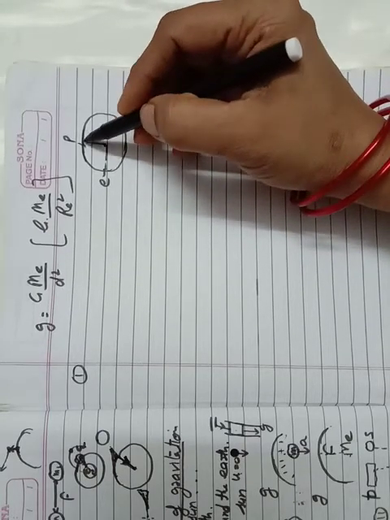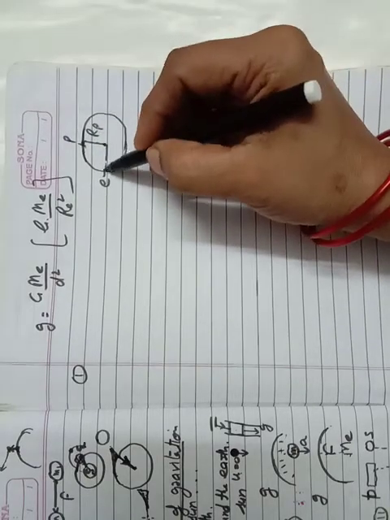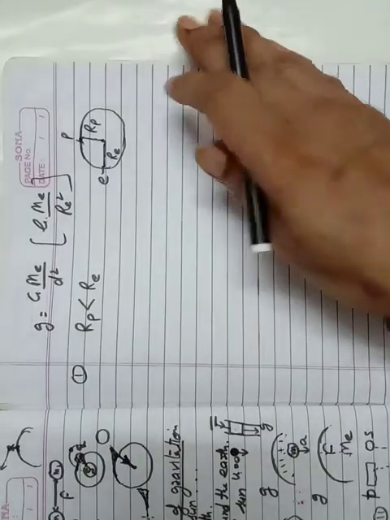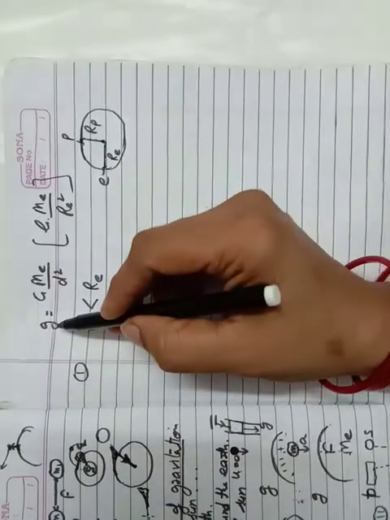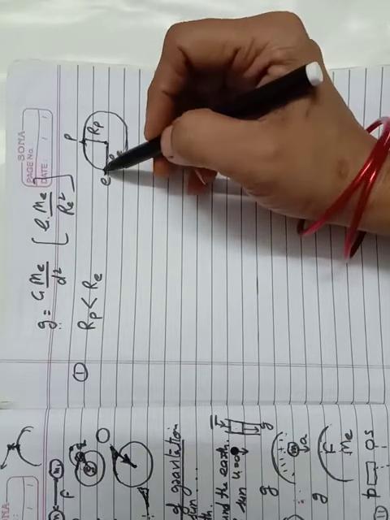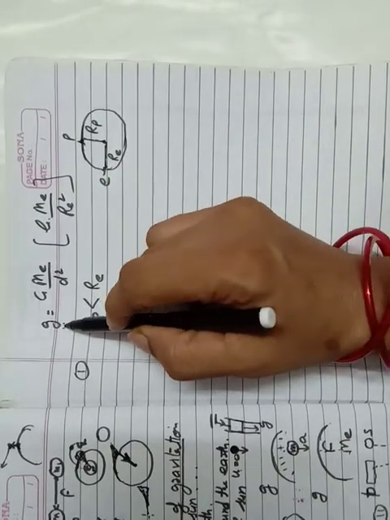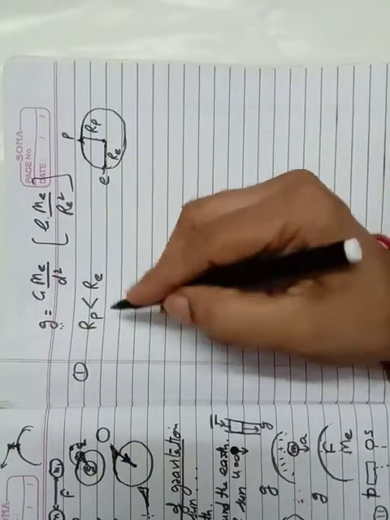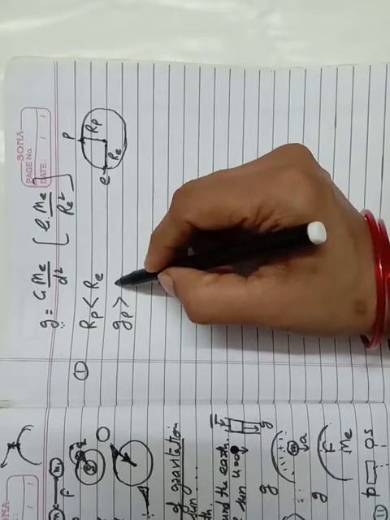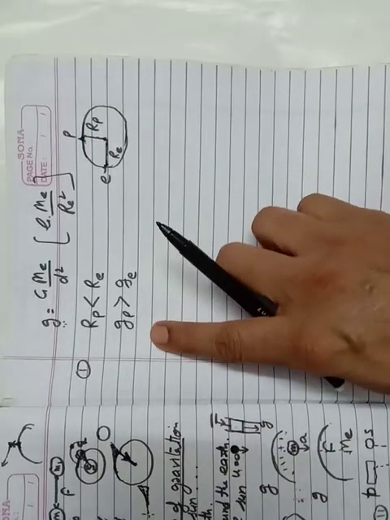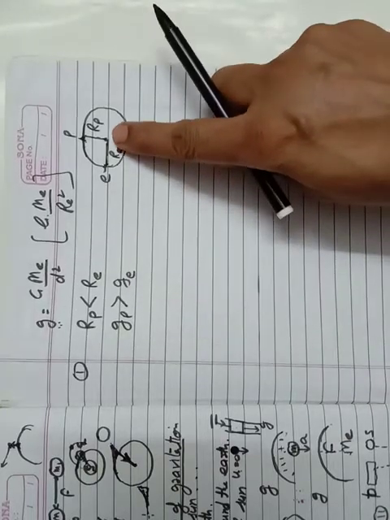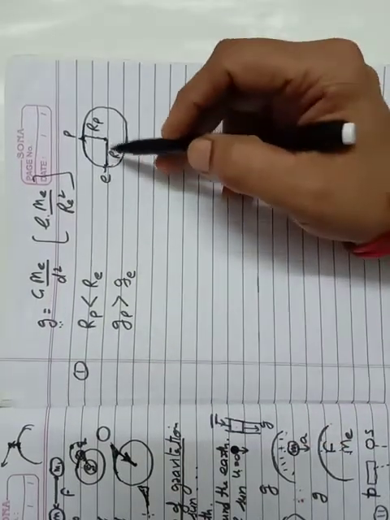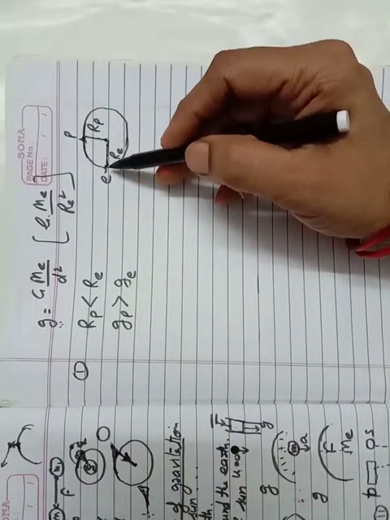You will find the radius of the pole, and suppose this is the radius of the equator. The radius of the pole is less compared to the radius of the equator. Since it is somewhat flat, we can say the radius of the pole is less than the radius of the earth at the equator. And what about the acceleration due to gravity at these two points, the pole and the equator? Since acceleration due to gravity is inversely proportional to the radius of the earth, by increasing the radius, the value of g will decrease. The acceleration due to gravity at the pole is higher than at the equator, because we know that the radius at the pole is less compared to the radius at the equator. Okay, the first thing is that the value of g is larger at the pole and smaller at the equator.